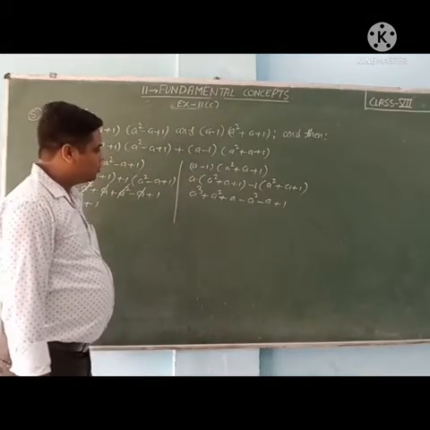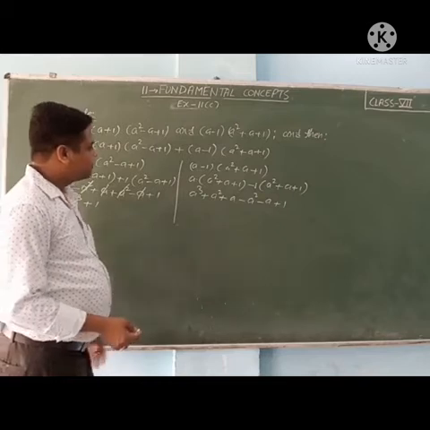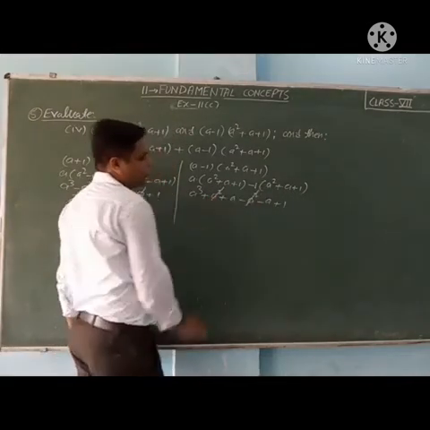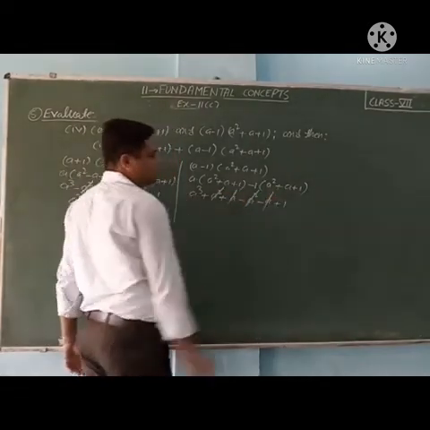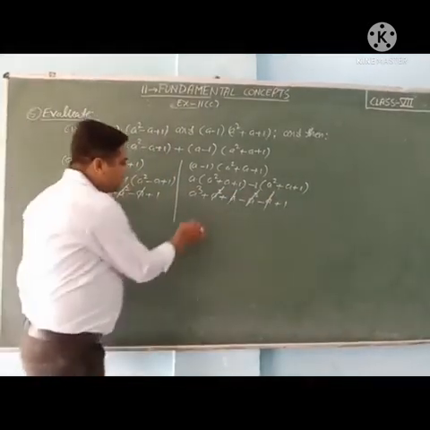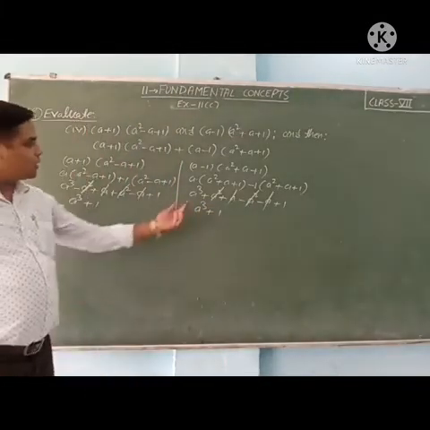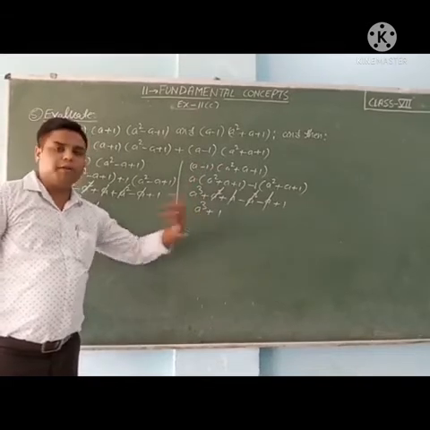No. So see students, plus a square, minus a square cancel, plus a minus a cancel. What is left? A cube plus 1. So we have the multiply of these two expressions is a cube plus 1.